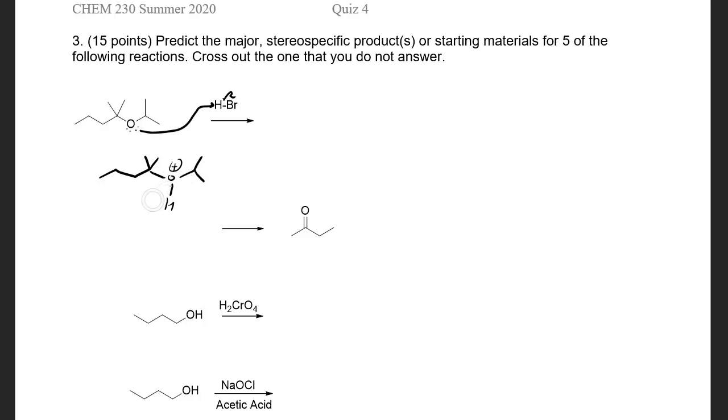Now the question is, do we break this bond here or this bond here? If we break this bond here, it's going to form the more stable carbocation intermediate. So that's the best choice, which means we're going to have that leaving group leave. One of our byproducts, I'm going to just write it over here, is isopropanol. So we formed an alcohol functional group.